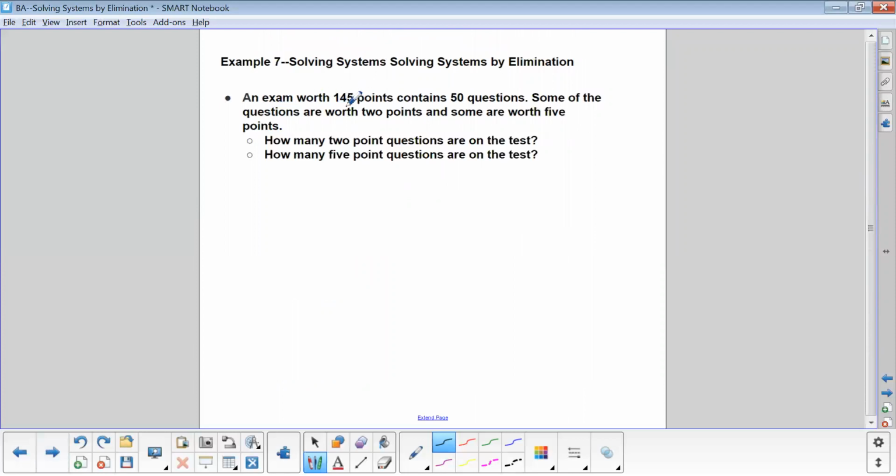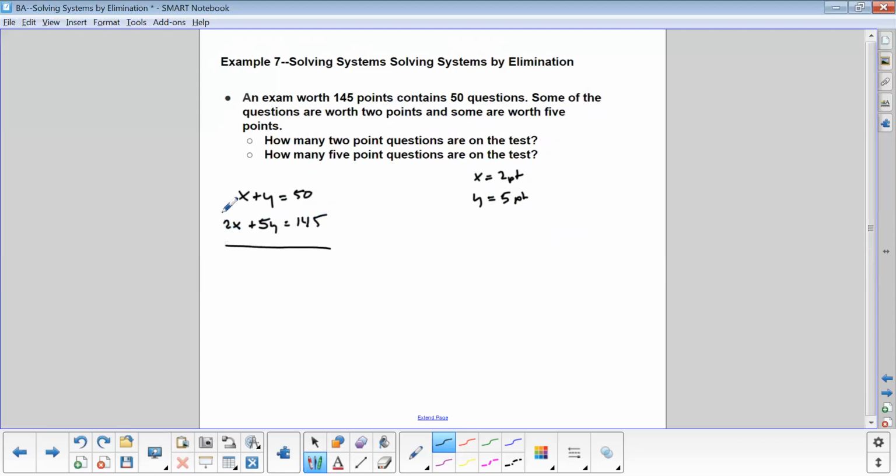So we've got an exam worth 145 points containing 50 questions. So x plus y would equal 50 questions. Some of the questions are worth 2 points, so we're going to say x would be the 2-point questions, y would be the 5-point questions. So we'll say 2x plus 5y is equal to how many total points the test is worth?